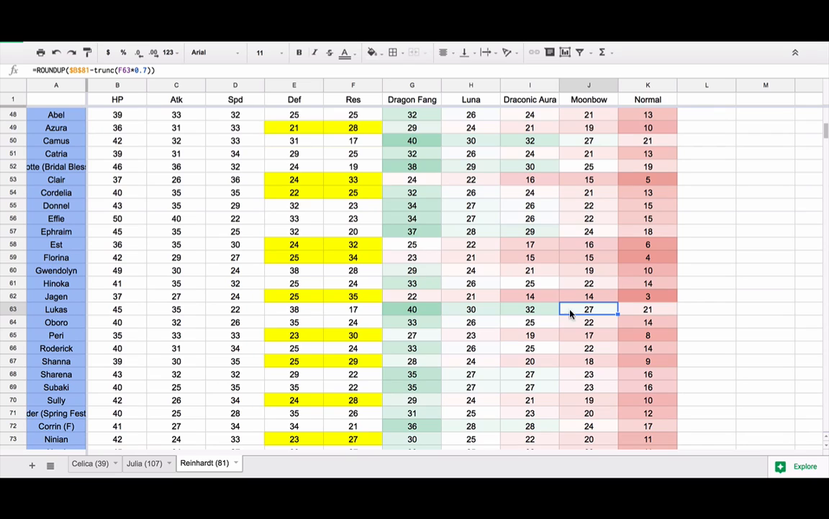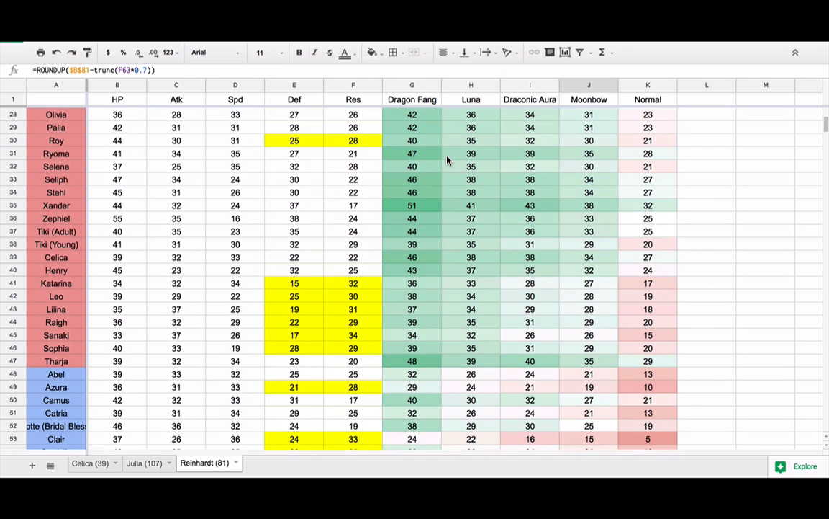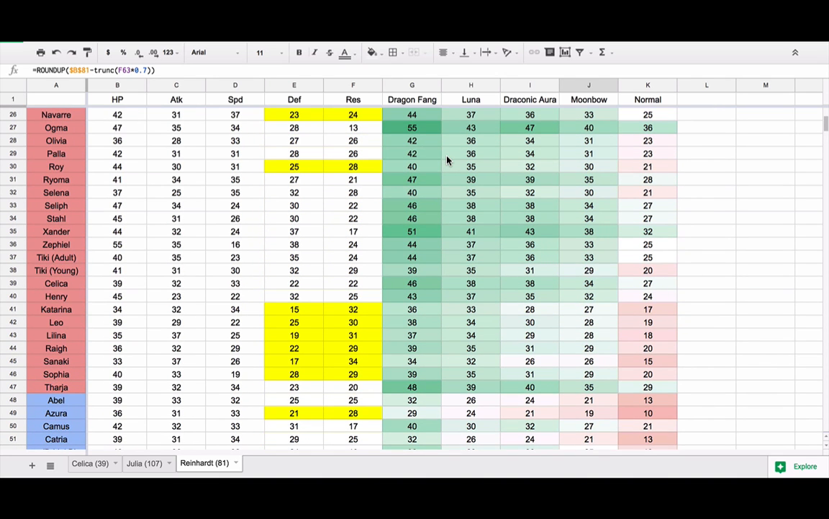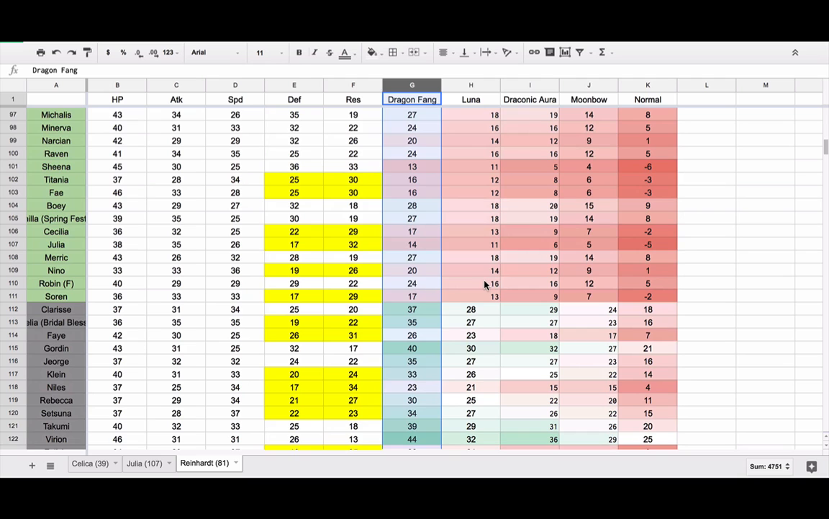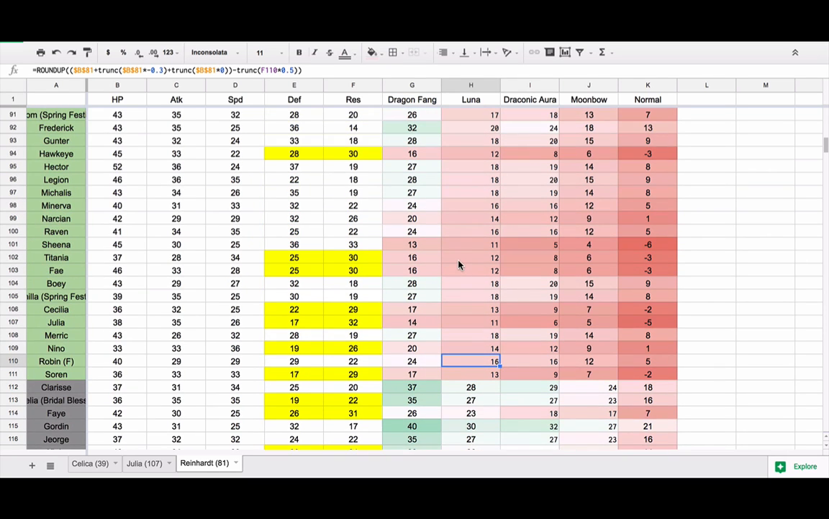And I picked Reinhardt for this reason, because Dragon Fang I think is actually highly viable on him, and you should definitely put Dragon Fang if you're looking for a special for your Reinhardt. It's because he has Dire Thunder, he gets Dragon Fang off a lot more, and so you can actually run away with Dragon Fang. And so he made a nice example of Dragon Fang versus Luna and Draconic Aura versus Moonbow, because despite the 4-turn cooldown, you're going to get Dragon Fang off quite a bit. So, yeah.